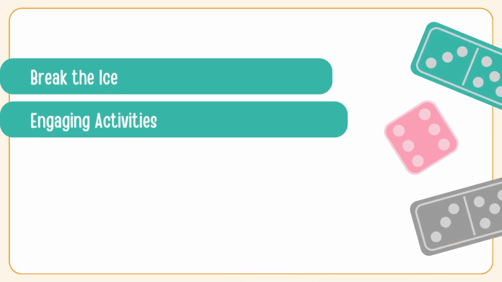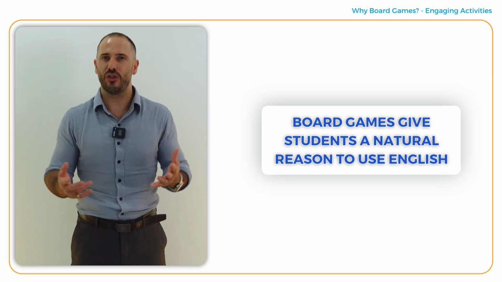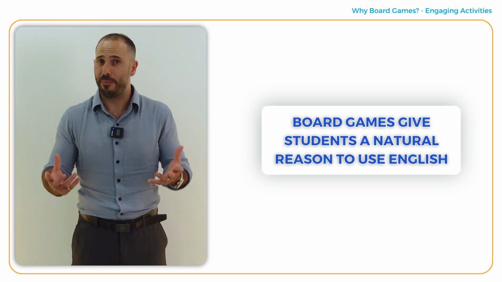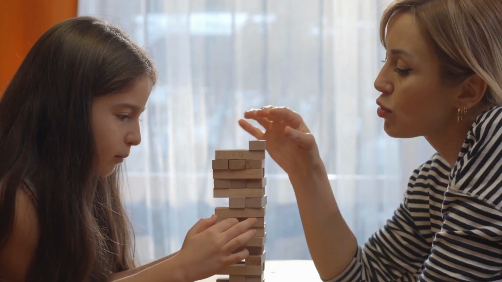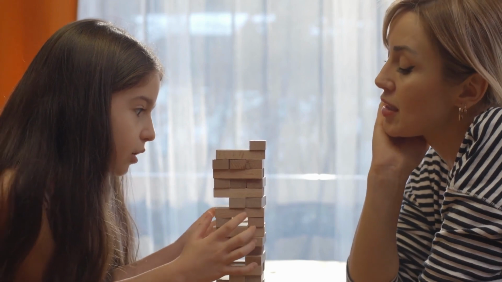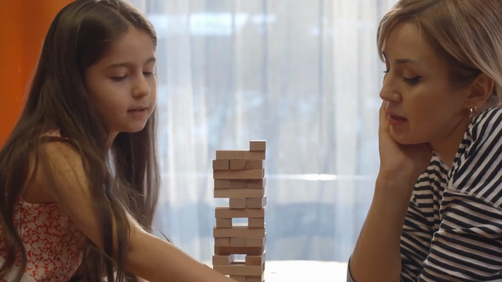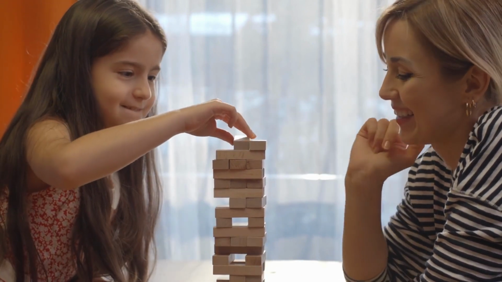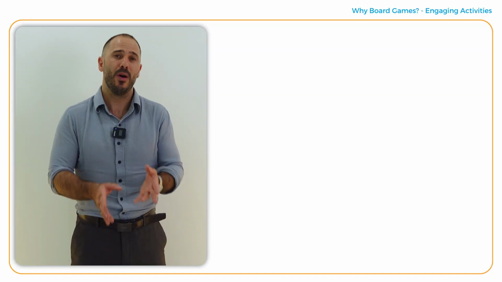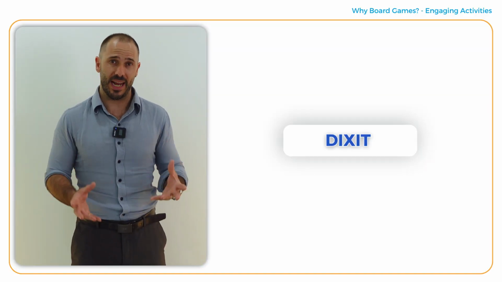Engaging activities. Board games give students a natural reason to use English, helping them acquire vocabulary and practice grammar without even realizing it. Learning happens in a more low-pressure, kind of enjoyable way. For example, Dixit, the storytelling game, encourages students to describe images using descriptive adjectives, storytelling techniques, and new vocabulary.